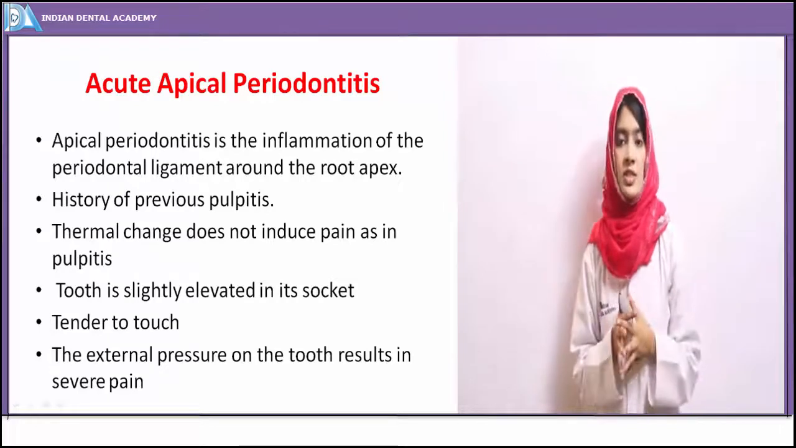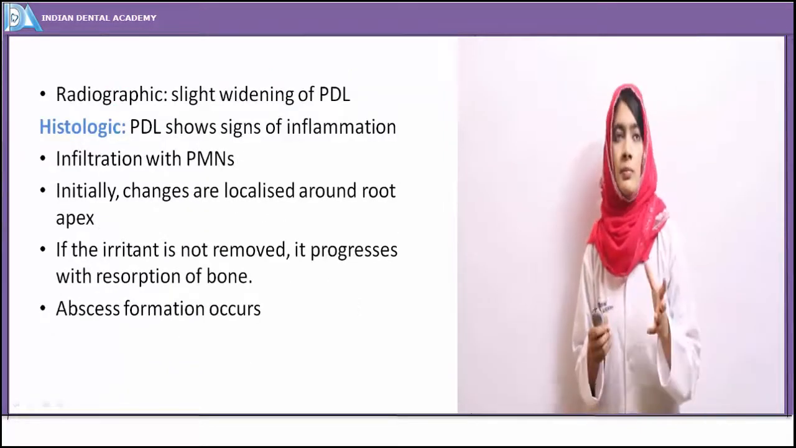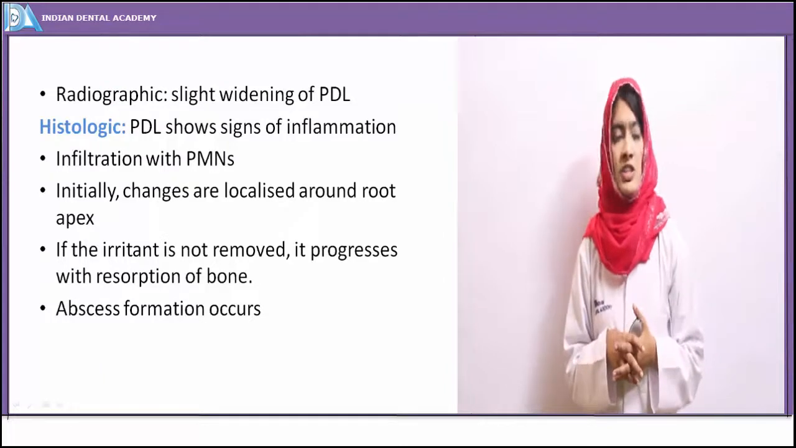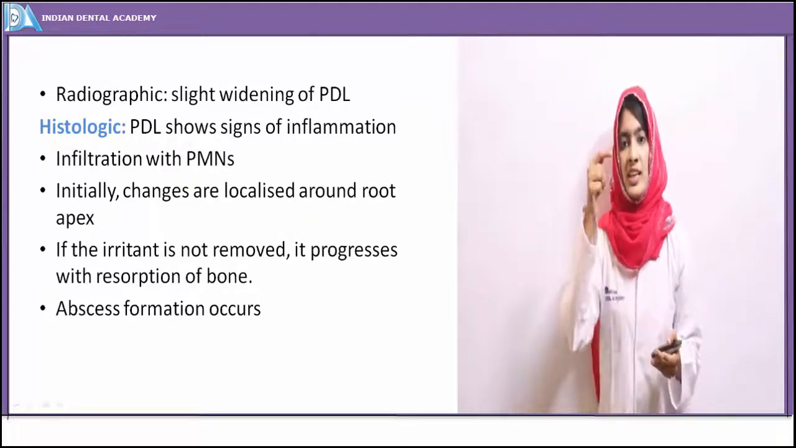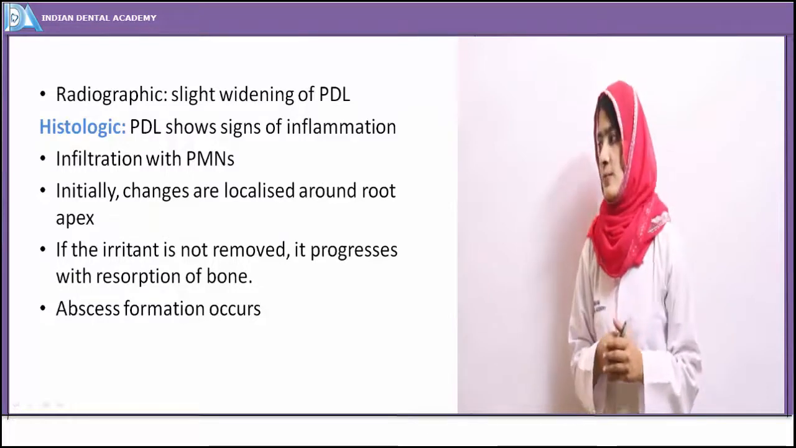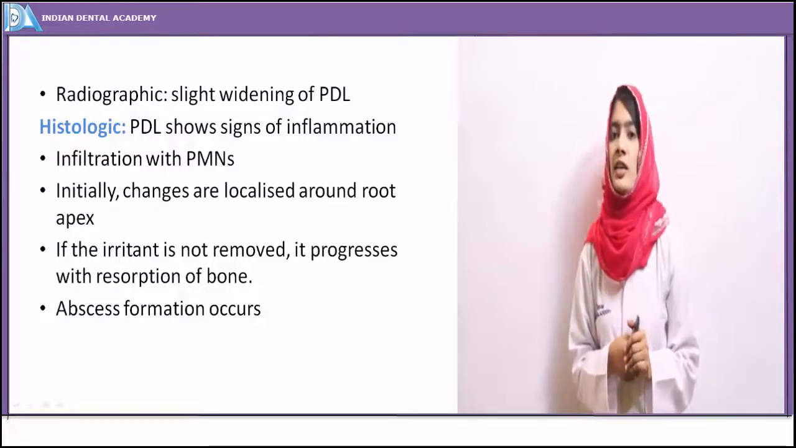The tooth is clinically elevated in the socket. It may not be that mobile, but the elevation is obvious. And when you see a radiographic picture of acute apical periodontitis, there is widening of the periodontal ligament space. Initial features show widening of the periodontal ligament.